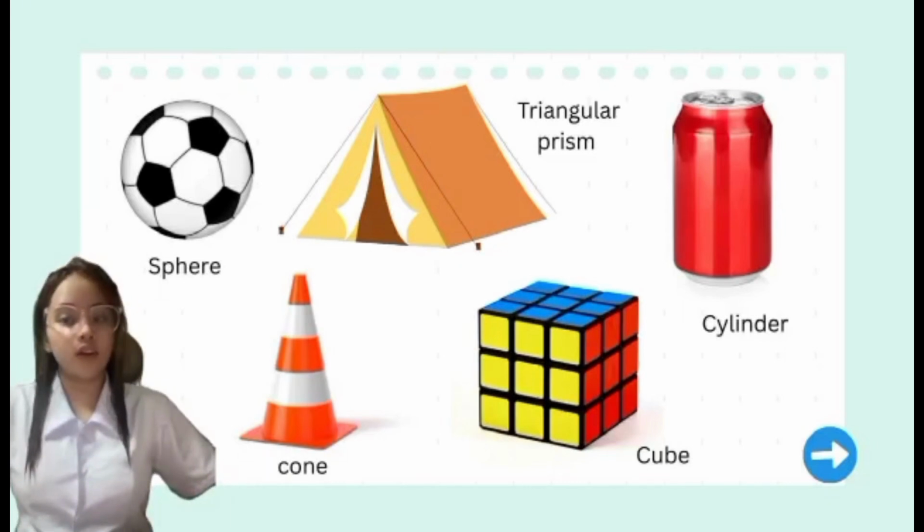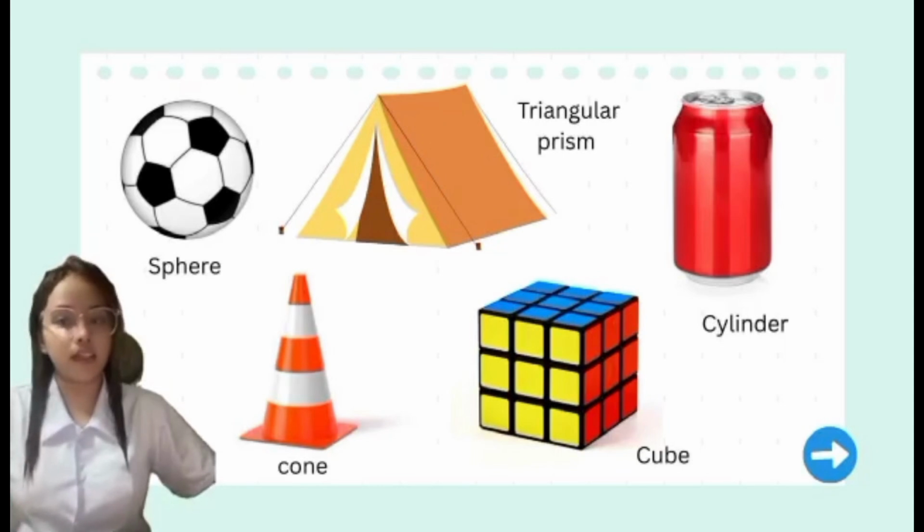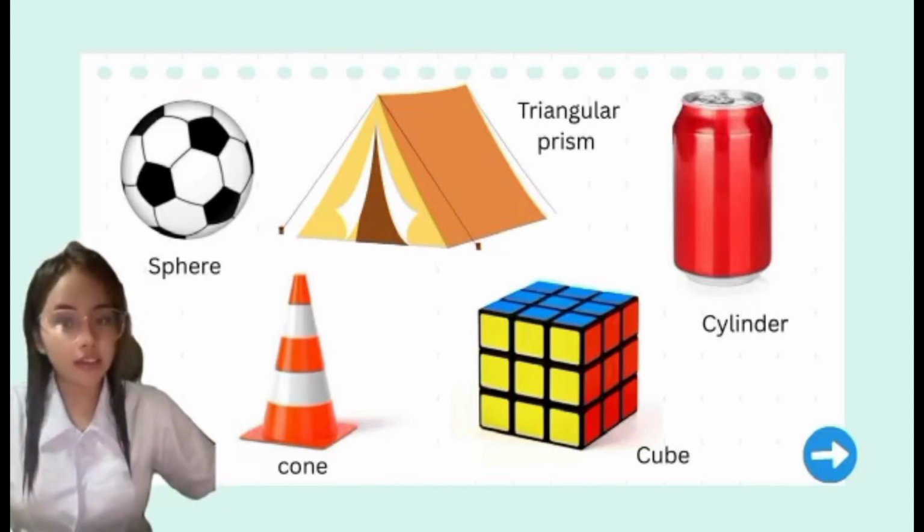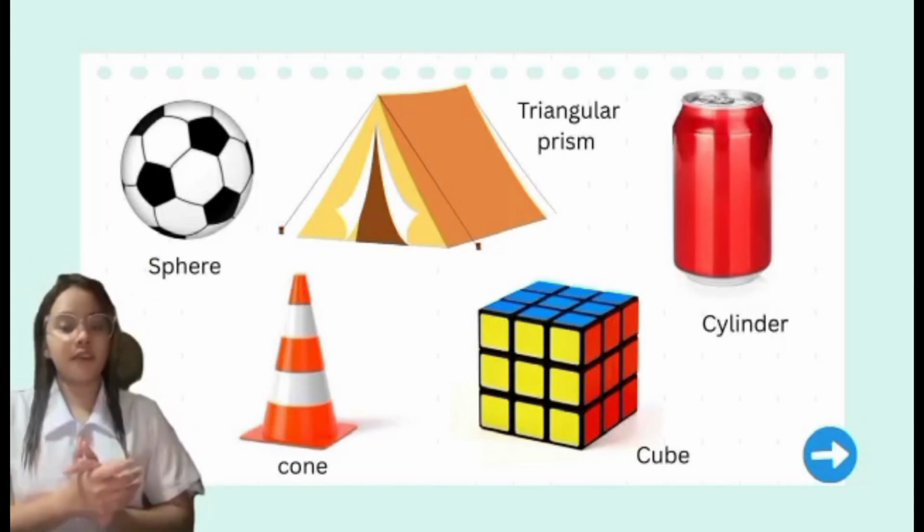Fourth, the cone has a pointy top and a circle base, just like the traffic cone. Fifth, the Rubik's cube is a cube, with equal sides and flat square faces. Did you get them all correct? Very good. Clap for yourselves.